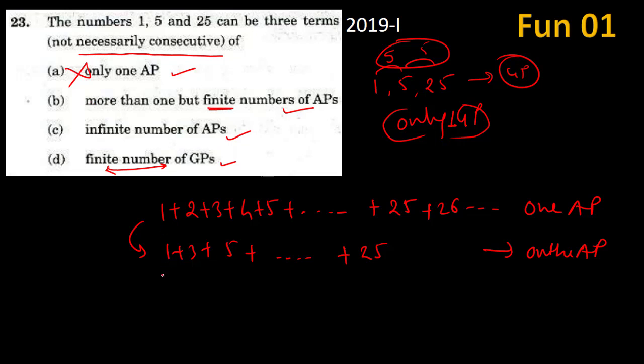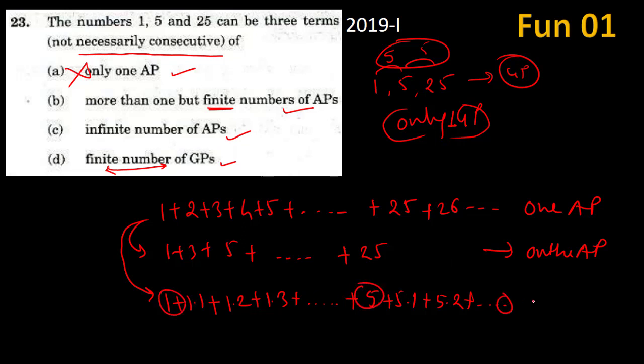Now if you check, if I take this AP further, if I take 1, then 1.1, 1.2, 1.3. If you take this series, you will definitely get 5, 5.1, 5.2. So if I take the common difference as 0.1, definitely you will get all these three terms. 1 will come, 5 will come, 25 will come. So you will get this AP.